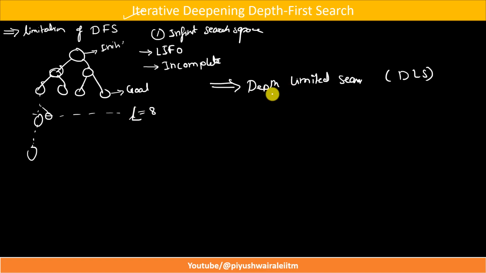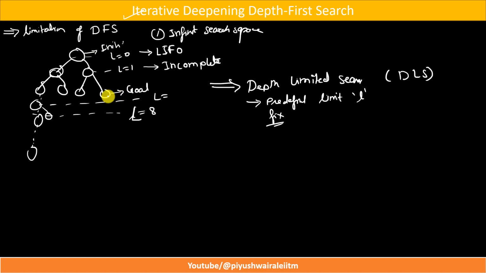So what we do in depth limited search is fix a predefined limit, that is L. Our search algorithm will go to this particular level, and then it will backtrack. Suppose this is L equals 0, this is L equals 1, this is L equals 2, and suppose this is L equals 3. If we put L equals 3 as the predefined limit, then what will our search algorithm do?